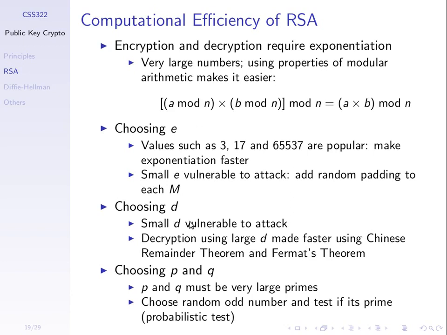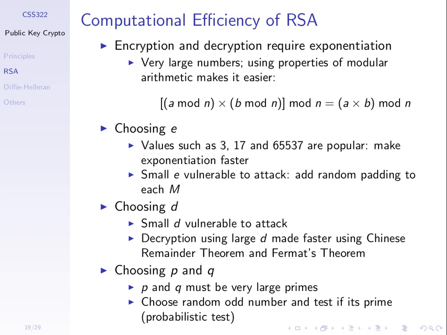D is your private value. Of course, that needs to be large because someone can just try and guess it. If D is small, then they can do a brute force attack and try all possible values of D until they get the right value. So it needs to be large.